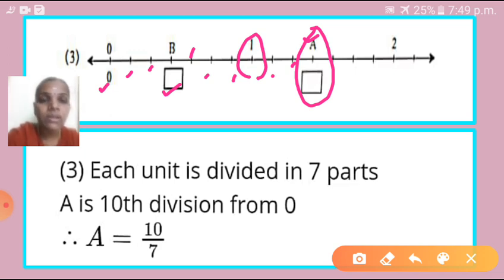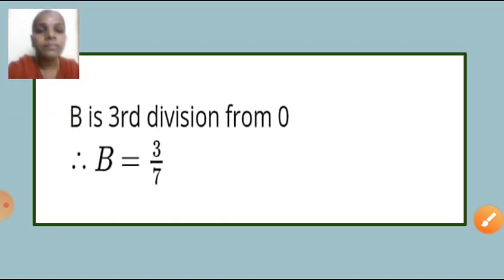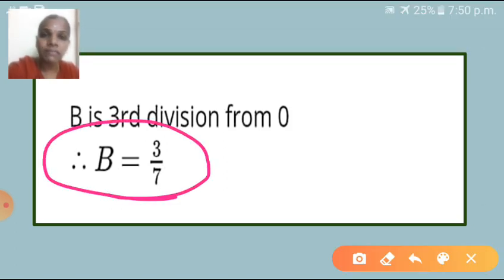So 10 upon which denominator? 7. Very good. So here, children, see the answer. Each unit is divided in 7 parts. So A is the 10th division from 0. So A is equal to 10 upon 7. Understood children? And what about B? What fraction will come in the B place? Yes, 3 upon 7. I hope you understood, children. See here, B is the third division from 0. So therefore B is equal to 3 upon 7.